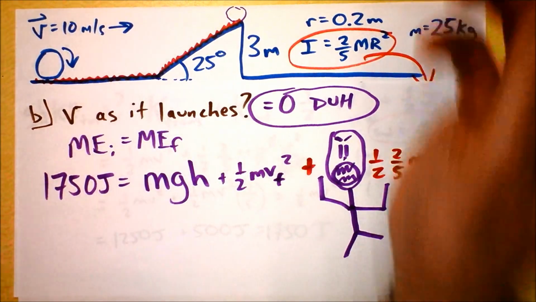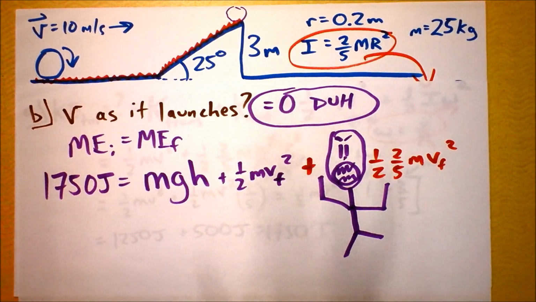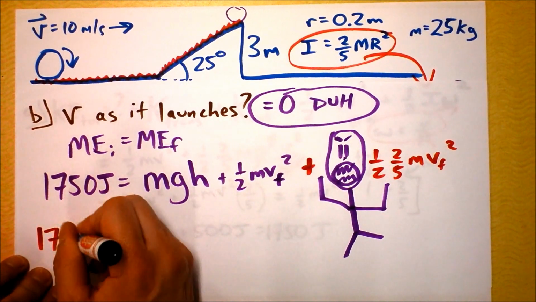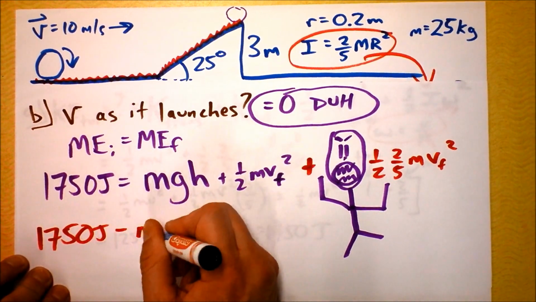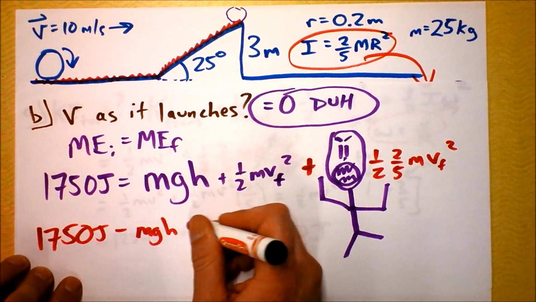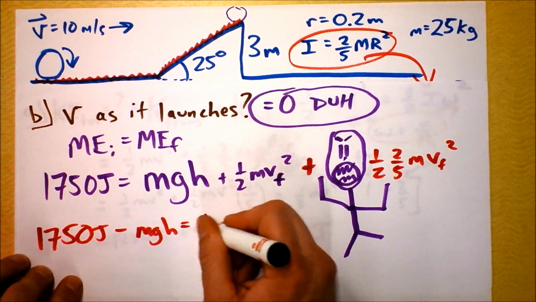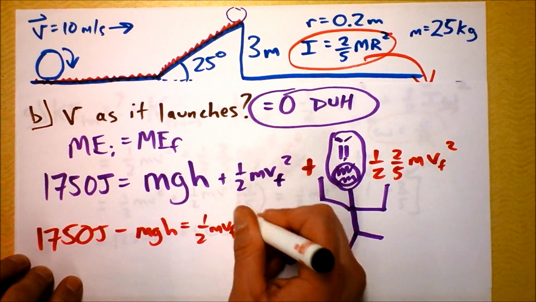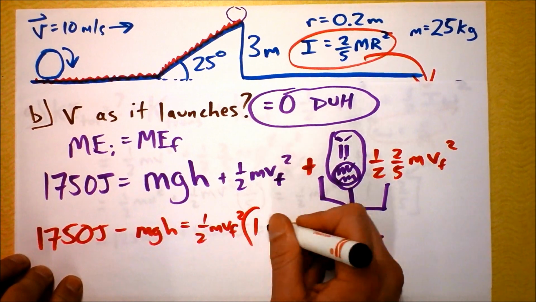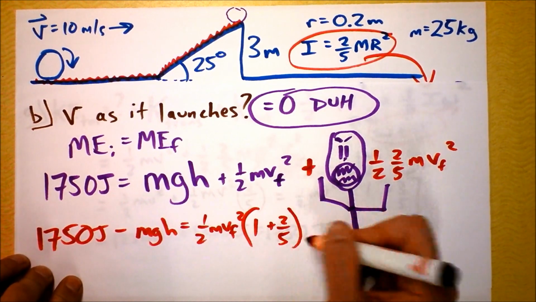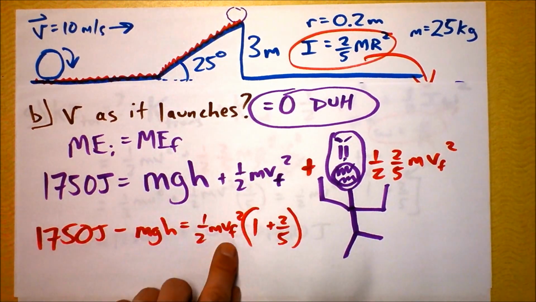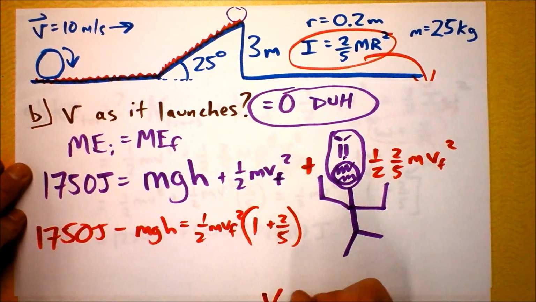Dang it. I'm trying to find v final. So I take 1750 joules and I subtract mgh, and that turns out to be really elegantly wonderful. And then I take 1/2 mv final squared and I multiply it by 1 plus 2/5, like we've been doing all day long. And I'm trying to solve for v final, so I guess it'll look something like this.